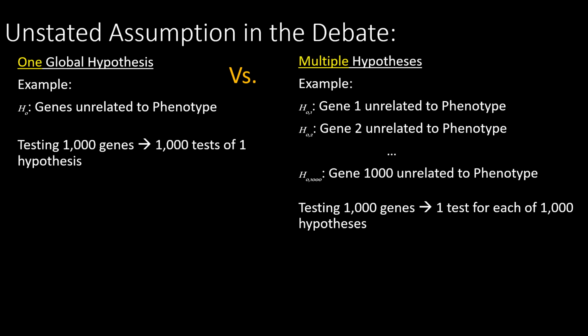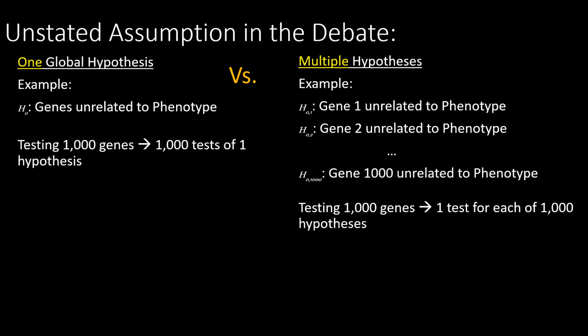So in that case, it's not just one null hypothesis. If you're testing 1,000 genes, you have 1,000 null hypotheses. One null hypothesis is that gene 1 is unrelated to your phenotype. Your second one may be that gene 2 is unrelated to your phenotype, so on and so forth. So in this way, the thinking is that, well, if I'm testing 1,000 genes, I'm not giving myself 1,000 tries to hit my target. I have 1,000 different targets, and I get one shot at each.